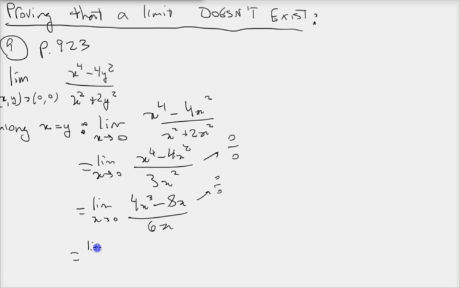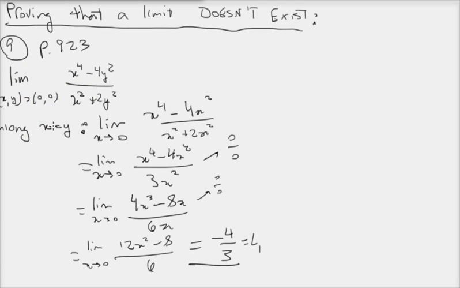So we'll use L'Hopital's rule again, and we'll get the limit as x approaches 0 of 12x squared minus 8 over 6. So now we can plug in 0 and actually get a value. And we'll get the value negative 4 thirds. So negative 4/3 is the limit we get. So that's equal to our little L1 right there, the limit we get when we approach that ordered pair along x equals y.